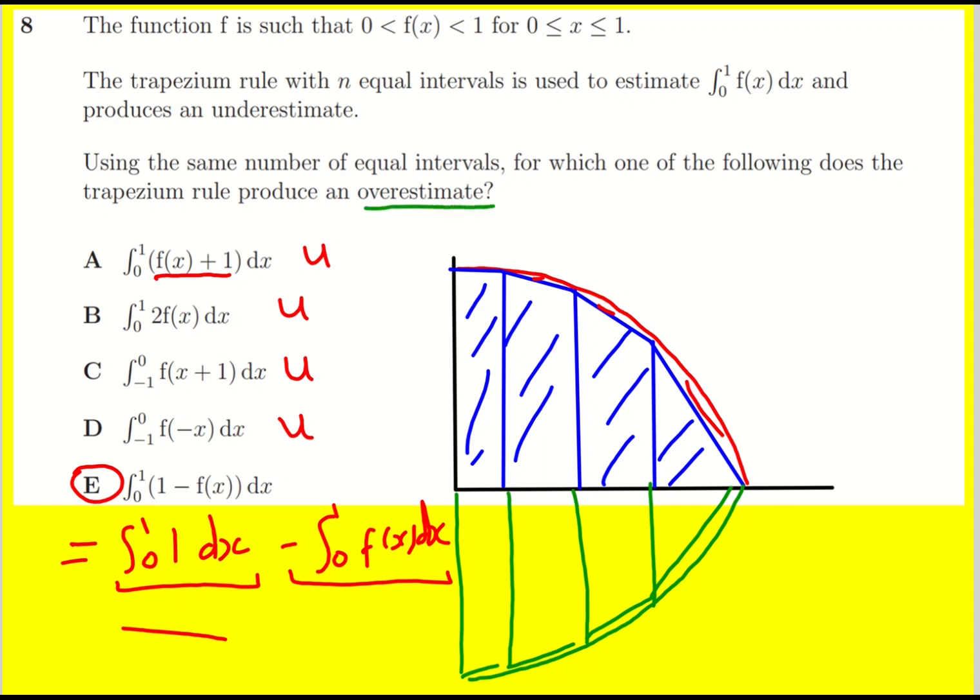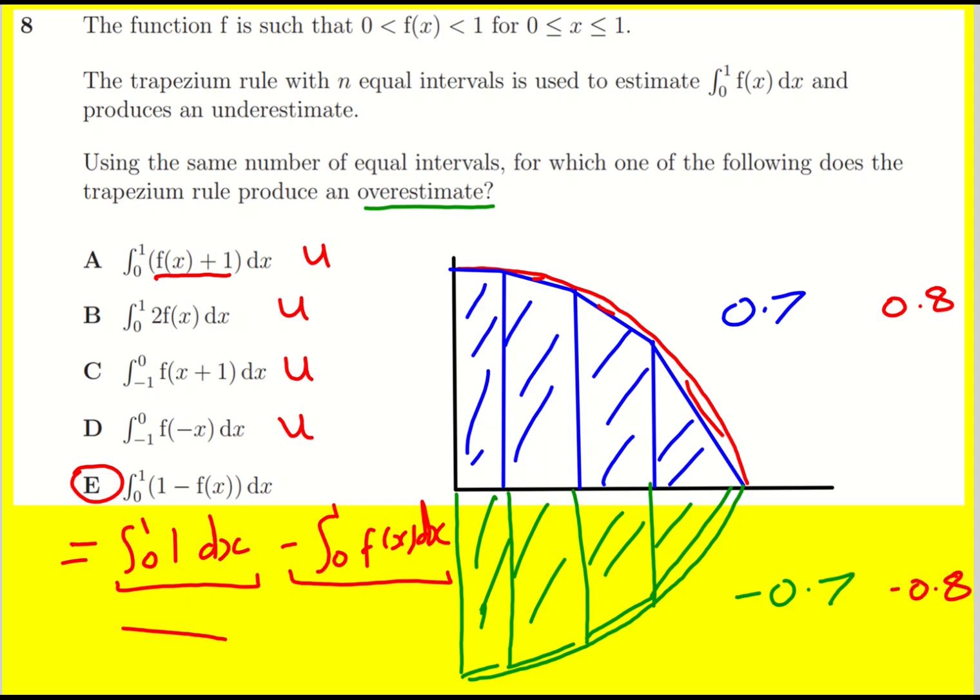So although the size of the integral, if we were to take the positive value, is still going to be below the actual, when we think about it as a negative, maybe for the blue one, we got something like, I don't know, 0.7, and the actual value is 0.8. That's what is an underestimate. Whereas now for this green bit, the trapezia, I'm going to get minus 0.7, whereas the actual answer would be minus 0.8. Just trying to clarify a little bit more. So actually, yes, it is an overestimate because it's above the actual value. The answer is E. That's our overestimate.